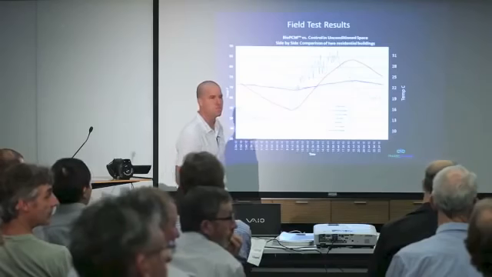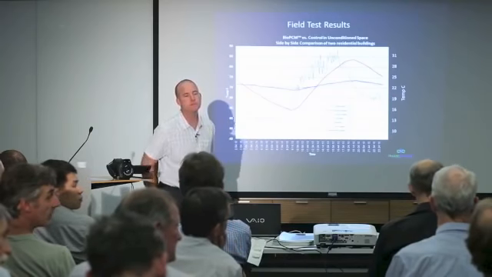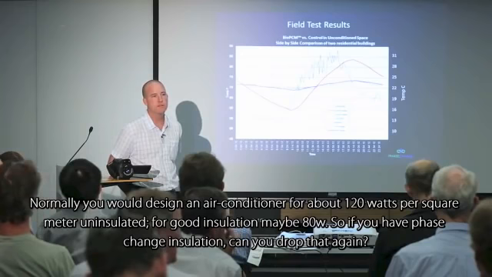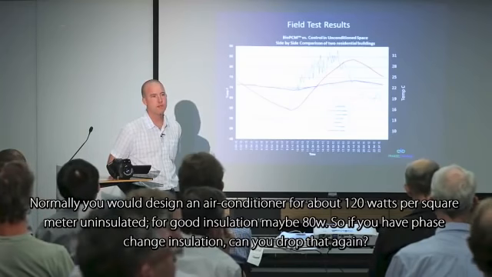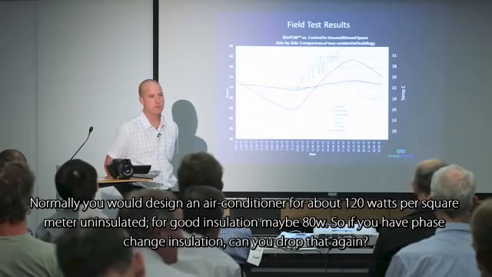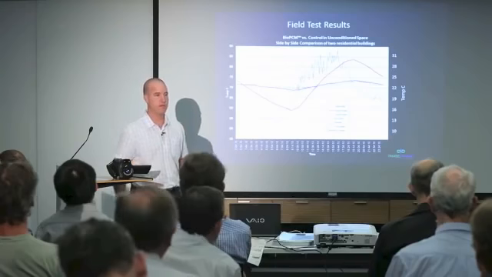That's very interesting. Just to check my understanding of it, normally you design an aircon for about 120 watts per square metre, uninsulated or fully insulated. For good insulation, maybe 80 watts per square metre. So if you've got insulation with a phase change material, then you could go much smaller. Yeah, much smaller.